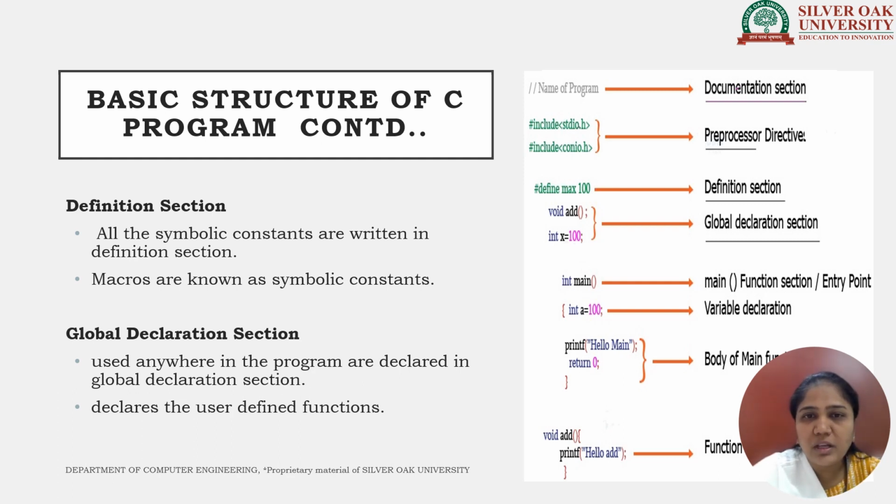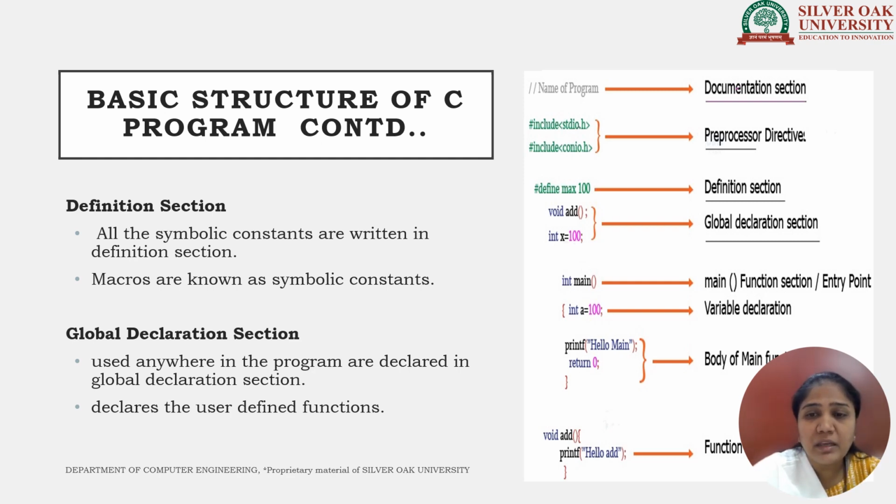In the later code, if I try to assign the value of max to, say, 50, it will cause an error. The reason is that we have defined it. #define is the definition section. So whatever value we want to define, that can be done with the help of #define.